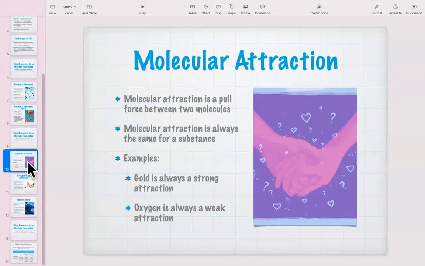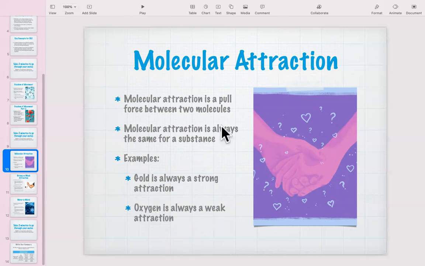So molecular attraction is a pull force between two molecules. Molecules are made of the same things, so the same molecules or the same atoms like to attract to one another, but by varying degrees. Molecular attraction is always the same for a substance. Gold has a strong attraction to gold. Gold wants to connect to gold, but oxygen does not really care. You can have oxygen connect to other oxygen, but it's not really trying to attract itself. So it has a weak attraction, we say, and that's all going to make sense, hopefully, with what we cover next.